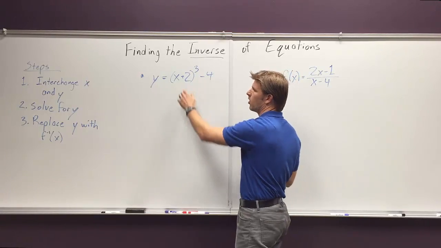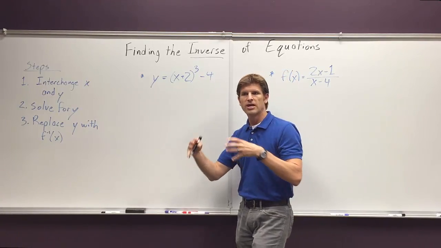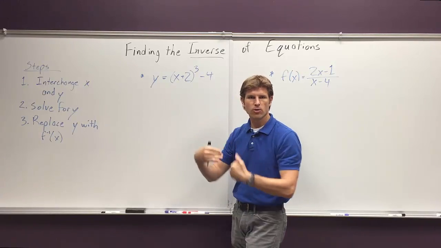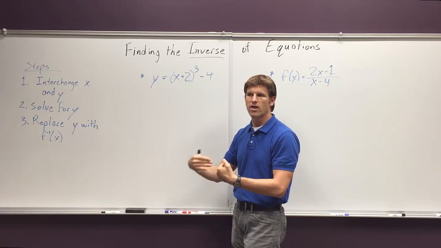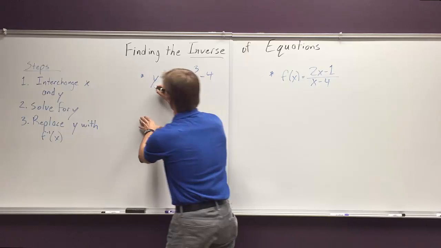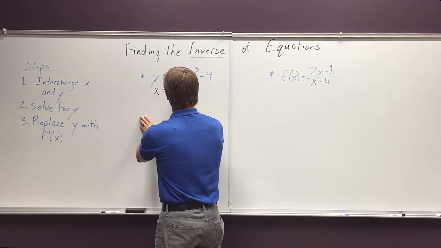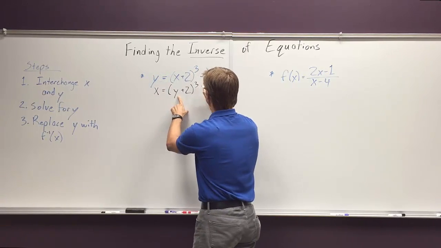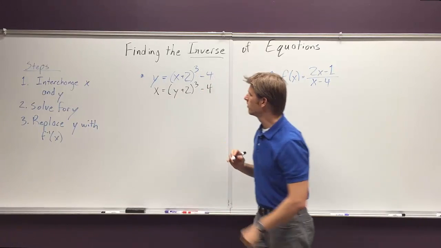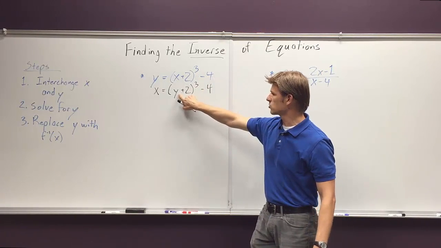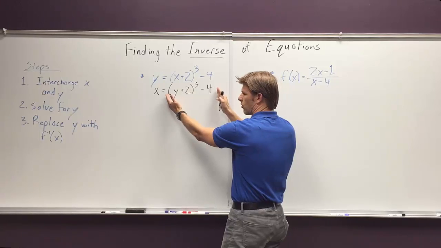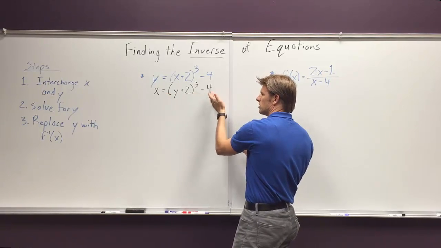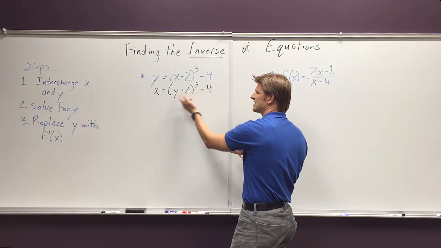So here's an example. Remember, an inverse function takes the old output and replaces it with what the old input was. So this is x, this is now y. That's step one. Now we have to solve for this y. So we're going to strip everything away from here. We're going to take off the thing that is least attached to the y.